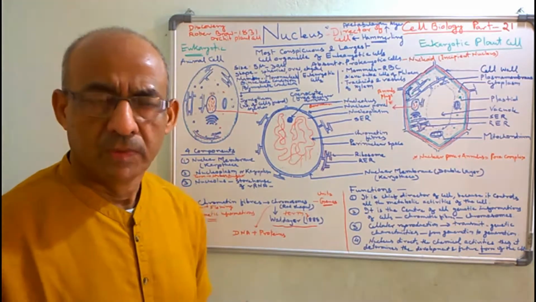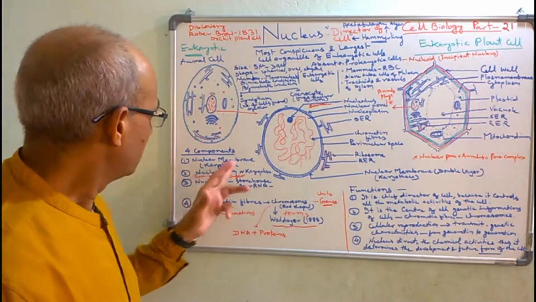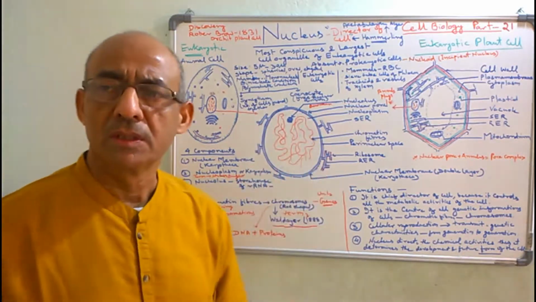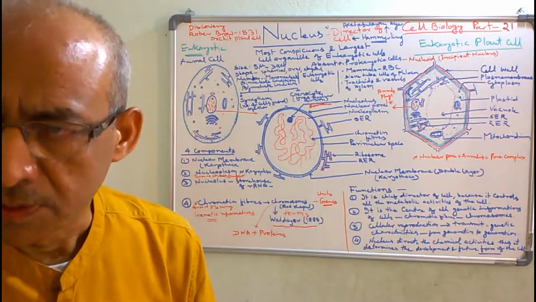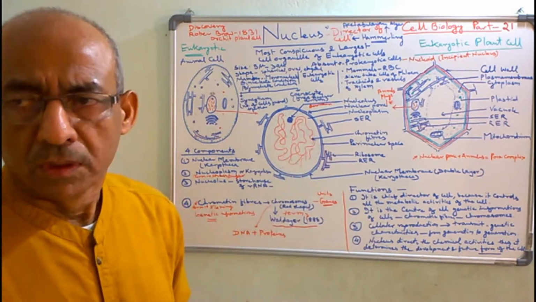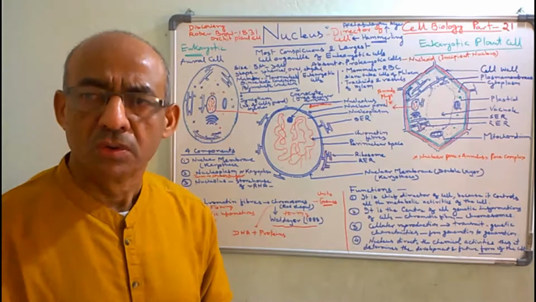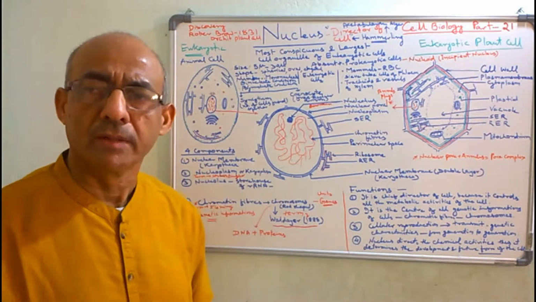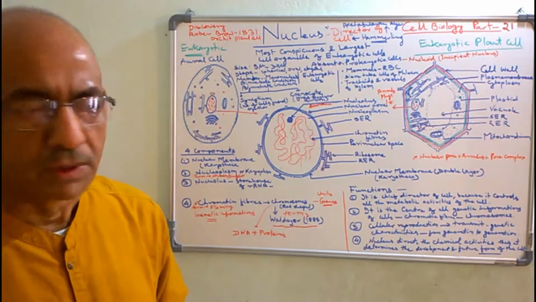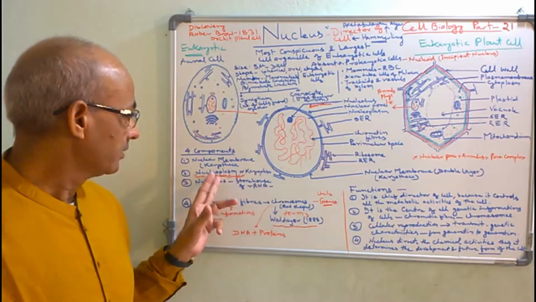Apart from this information, here we should know that the outer surface of the nuclear membrane has a number of small ribosomes. That means the outer surface of the nuclear membrane is studded by minute granular ribosomes. Apart from the presence of ribosomes on the outer surface of the nuclear membrane, the outer surface is also attached with a number of endoplasmic reticulum.